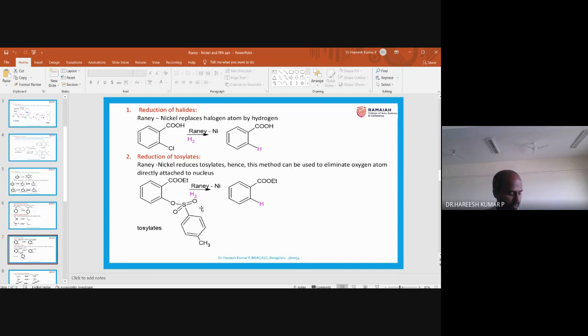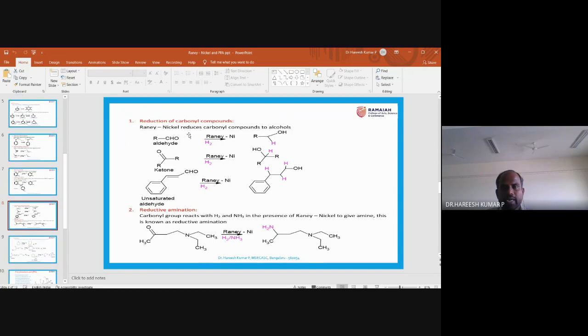I will also take up one more topic, reduction of carbonyl compounds. I think you are aware that this is an aldehyde, this is a ketone, and this one is an unsaturated aldehyde. What will happen? Hydrogen is added to the aldehyde. You know that when hydrogen is added to an aldehyde, it gives you an alcohol. Similarly, when hydrogen is added to a ketone, it gives you an alcohol, more particularly a secondary alcohol.